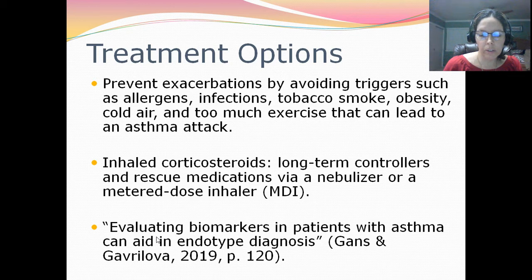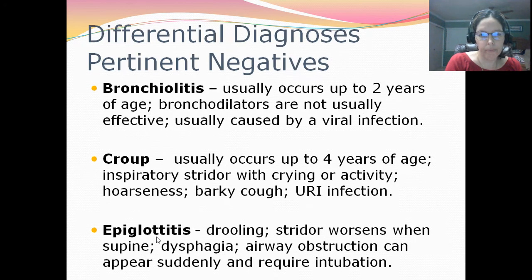So, according to an article that I read by Gans and Gavrilova, there was a study performed in which specific asthma endotypes would be determined depending on asthmatics' biomarkers. This would in turn lead to a better understanding of which specific triggers would result in asthma attacks for specific individuals, helping them to avoid exacerbations.